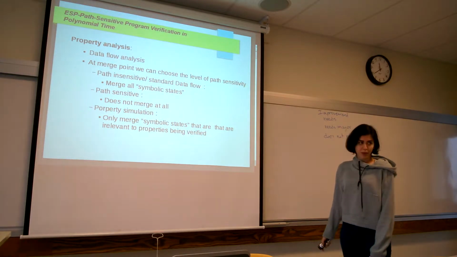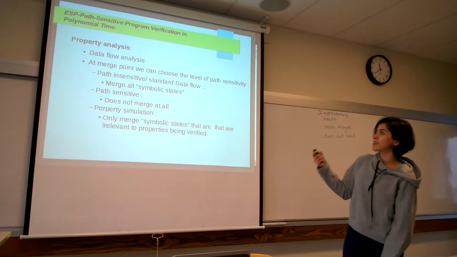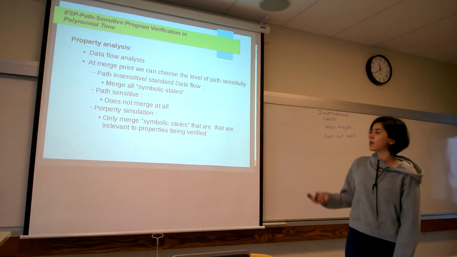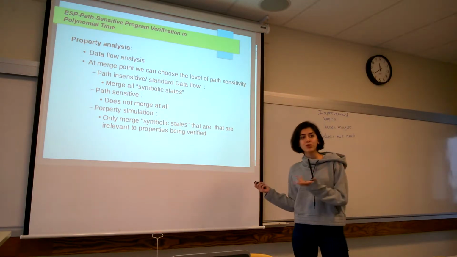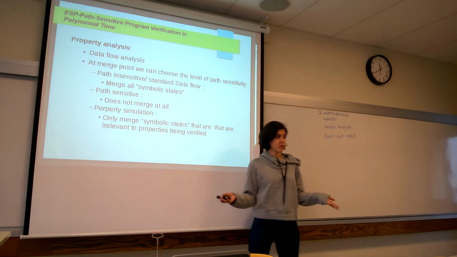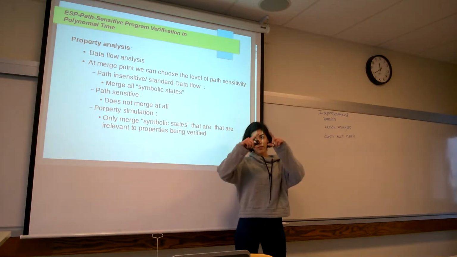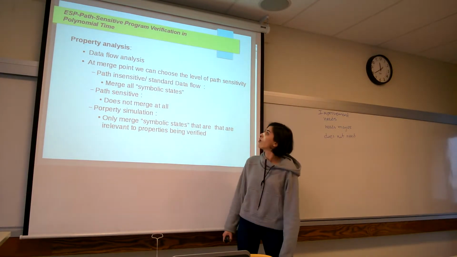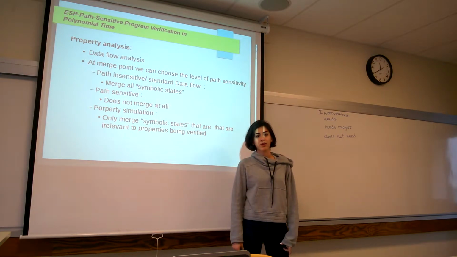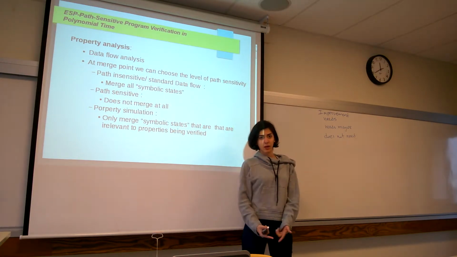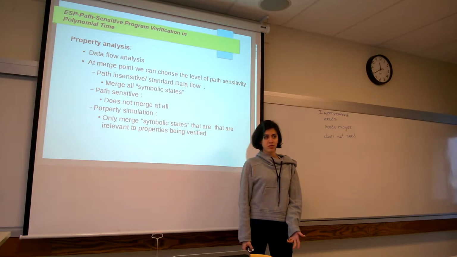So what does property simulation do? At the merge point, we can choose the level of path sensitivity. Merge point, do you guys know what I mean by merge point? So when we have a data flow graph, do you know what I meant by merge point? What do you mean by path sensitivity, first of all?